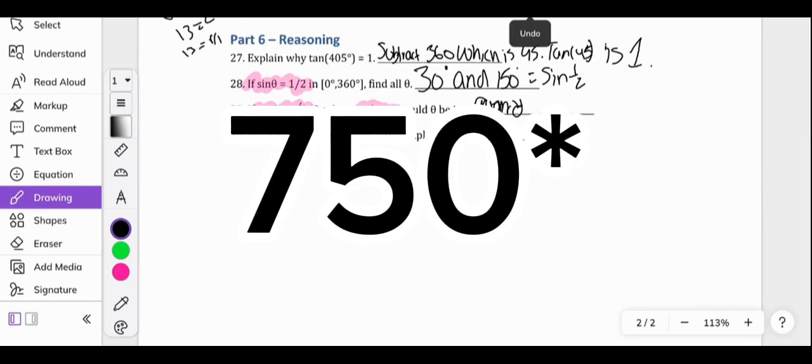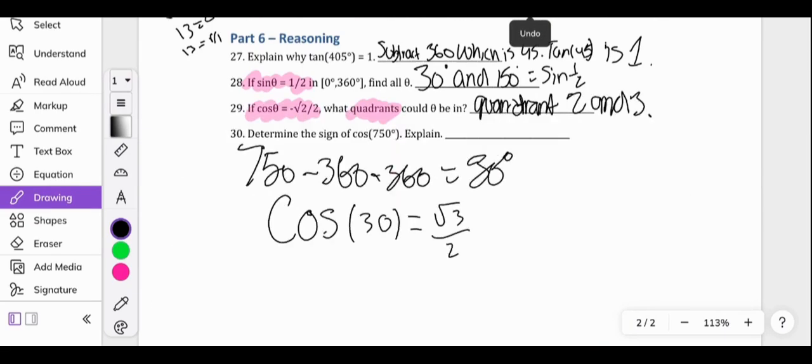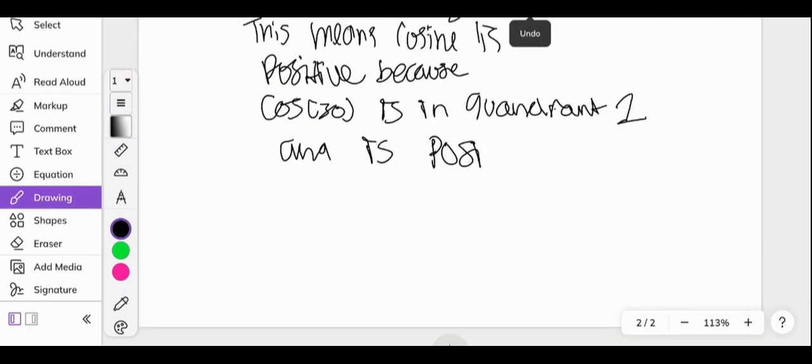Lastly, cos 7507, we just keep subtracting 360. On the table it's square root of 3 over 2. This shows it's positive because it's in quadrant 1 since it's 30 degrees.